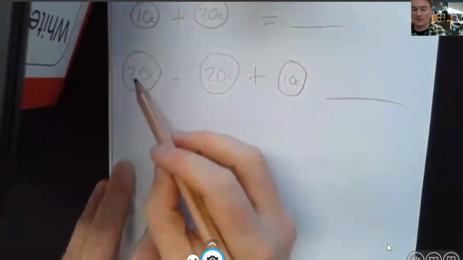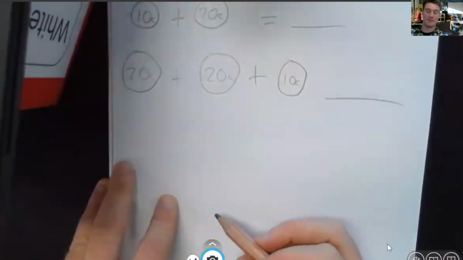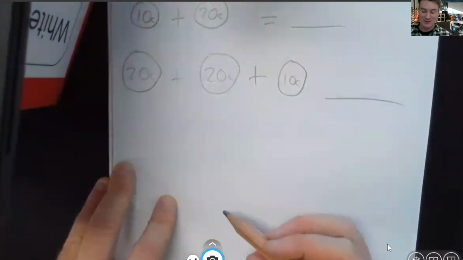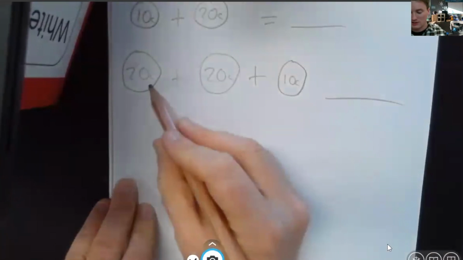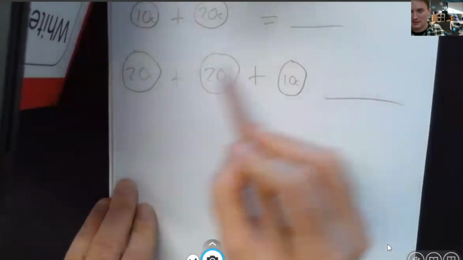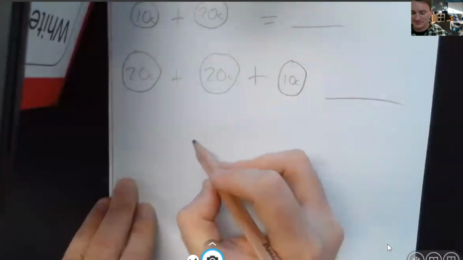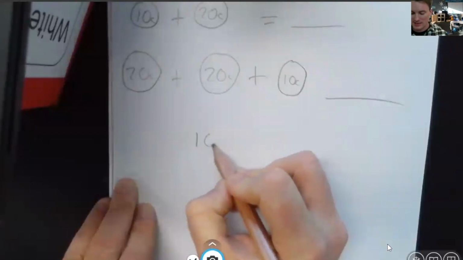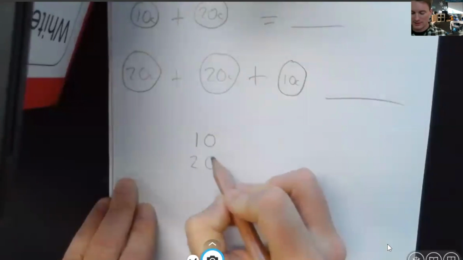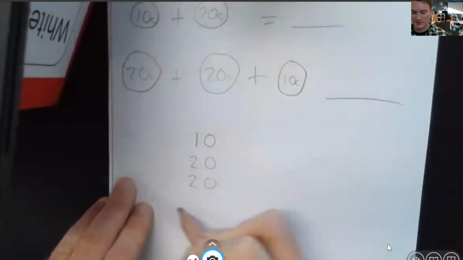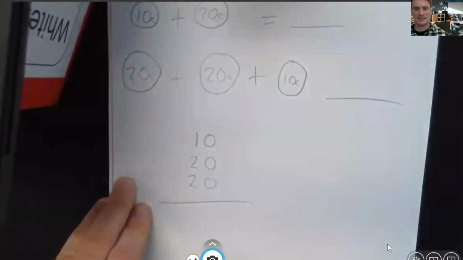So if this is all a little bit confusing and you're thinking, Pat, my brain is exploding, I don't know what to do. Well, what you can do is you can try and forget that these are even coins and just think that they're numbers. Let's do that. Let's write 10 plus 20 plus 20. This makes it a little bit easier.